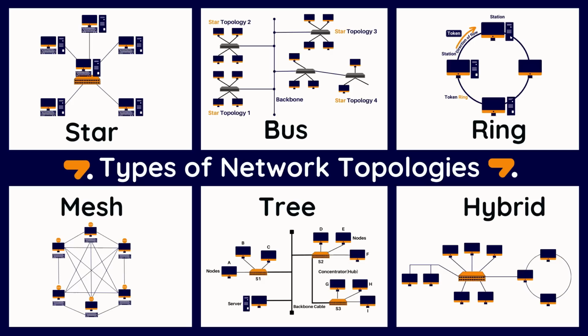Performance. The best performing topologies are mesh and star. Mesh offers high bandwidth and remains suitable for critical applications. Star topologies provide good performance for most networks, but rely on the central hub.